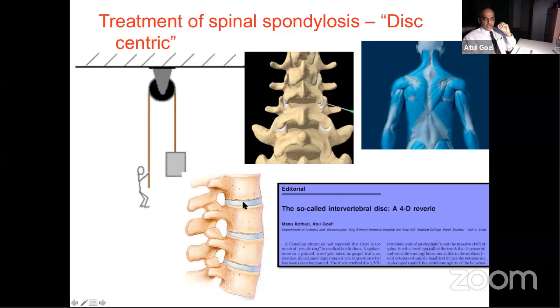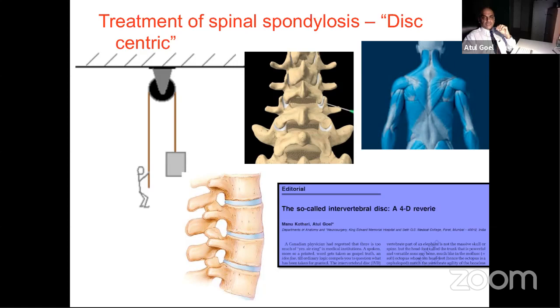Disc space reduction, disc space degeneration, and age-related disc problem is the center of the problem of cervical or lumbar degeneration. This is the concept. And my dear friends, I am introducing to you a different concept. I am saying this concept is wrong. And I want to introduce to you another concept.